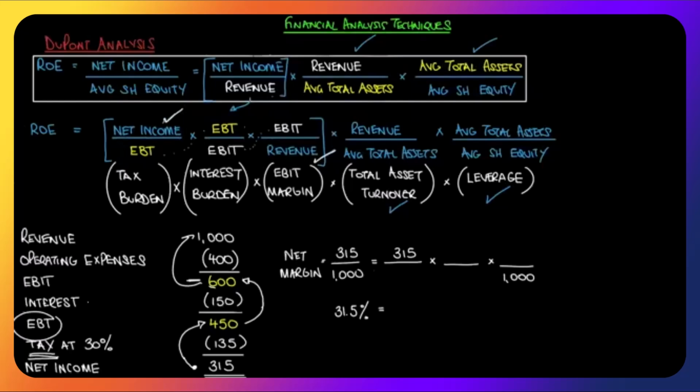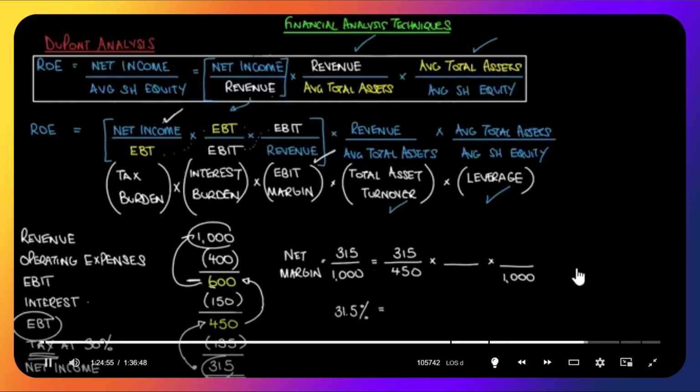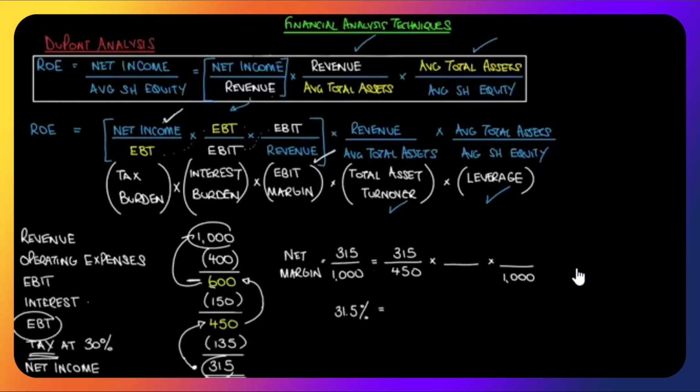To prove it works, net margin here is 315 over 1,000, 31.5%. All right, let's work our way up. Let's jump over the tax to get back to 450. That will give you 315 over 450. The difference between the two is tax. That is 70%. It's known as the tax burden. Quick way to calculate it, look at this. I set this up so tax is at 30%. Your tax burden is 1 minus T.